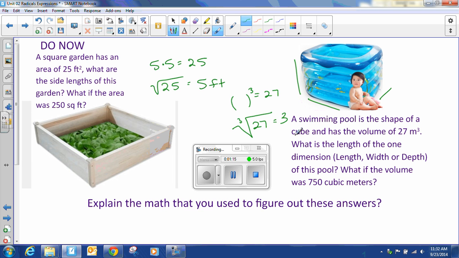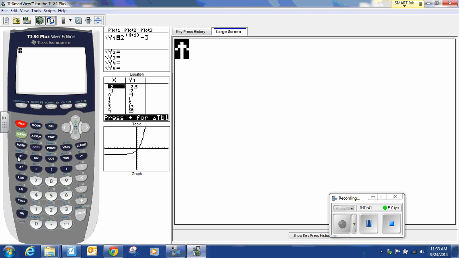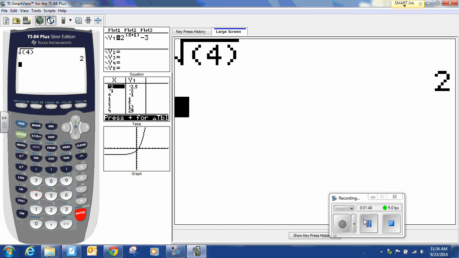So today we're going to further explore square roots, cube roots, and higher roots. This calculator activity will help you discover the relationship between a radical expression and an exponential expression. We all know that the square root of 4 is 2. The square root button on the calculator is located right here. Second, square root, 4, close your parentheses, and the answer is 2.